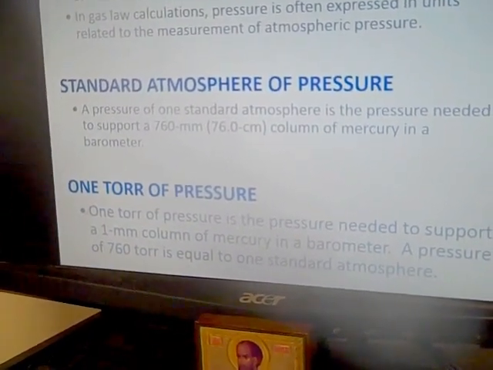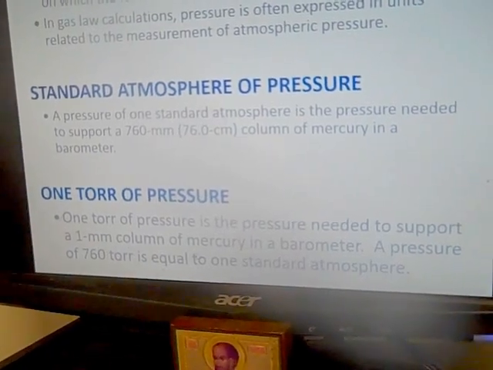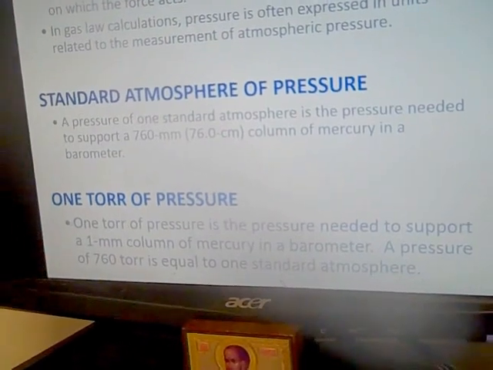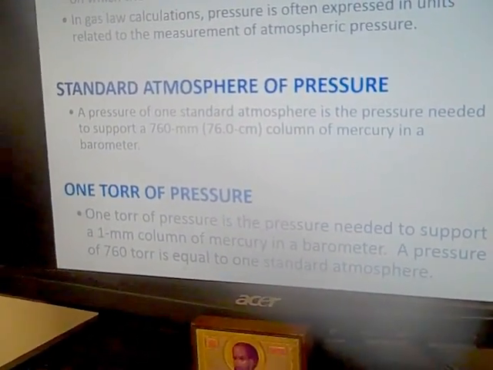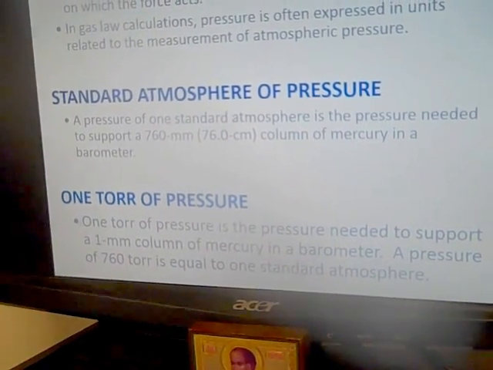And so 1 torr is the pressure needed to support a 1 millimeter column of mercury in a barometer, and basically that's a standard atmosphere, a standard atmospheric pressure. So that's basically our baseline for measuring pressure.